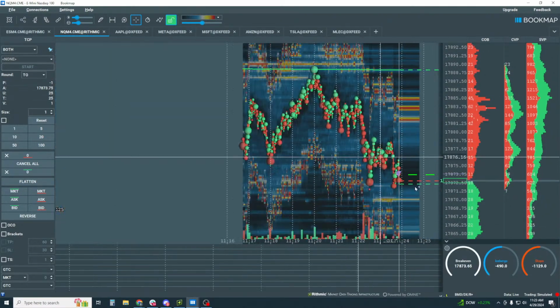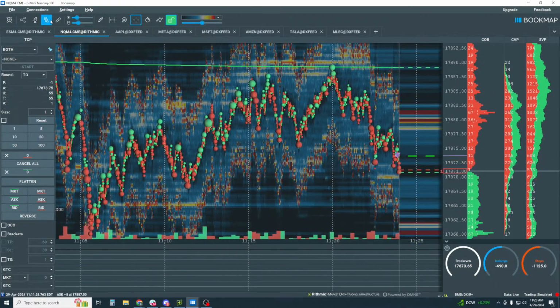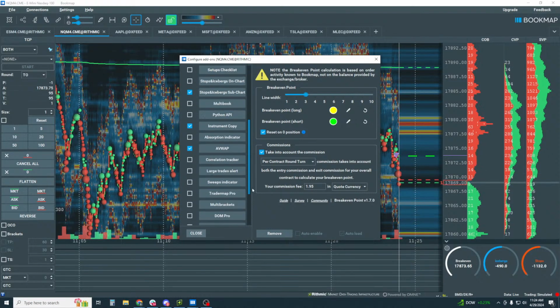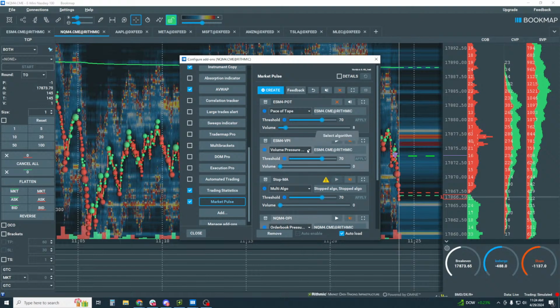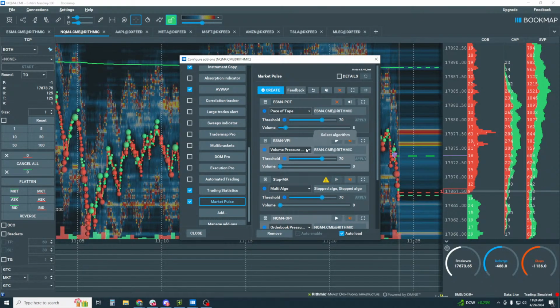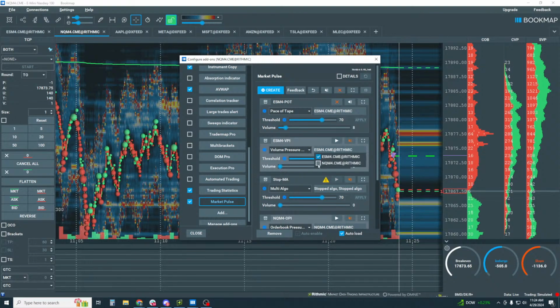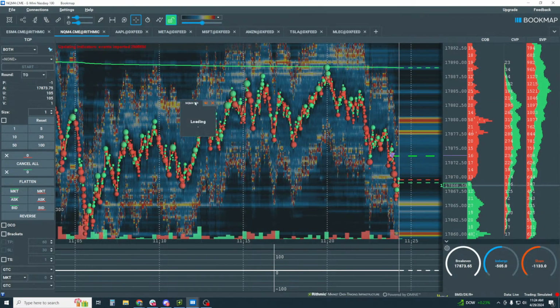There we go. All right. So now let's look for those sellers. And let's also look at our market pulse in here to take us down, and pull up a tape or volume pressure imbalance on the ES or the NQ. Let's do that. Yeah, here we go.